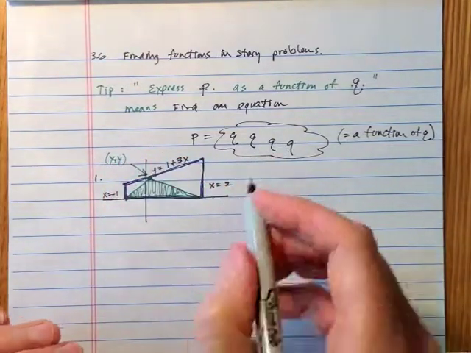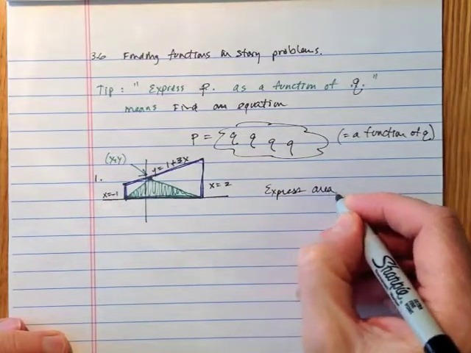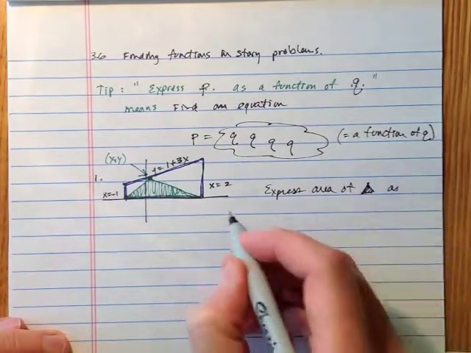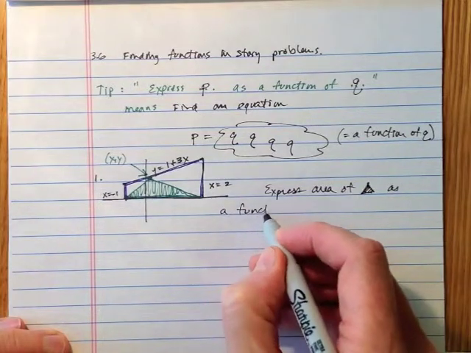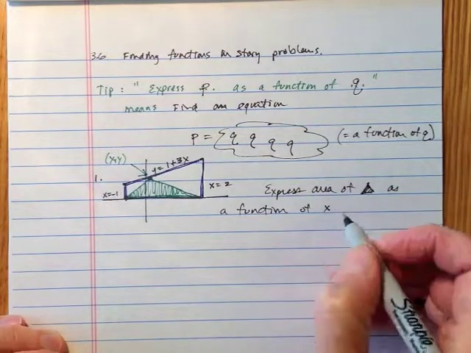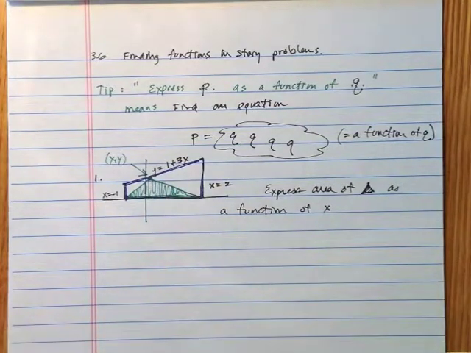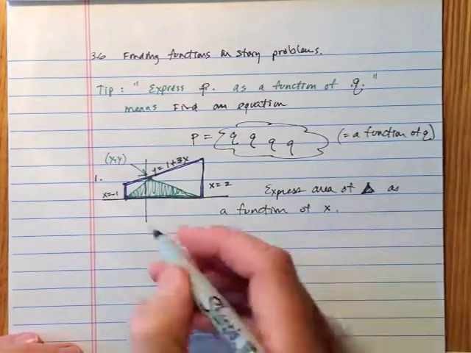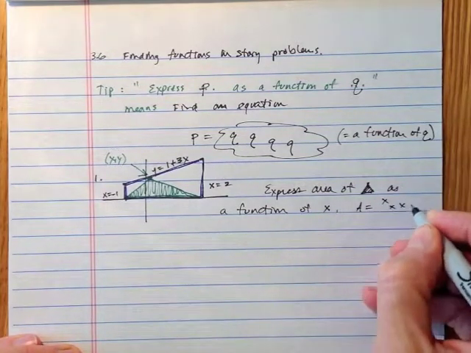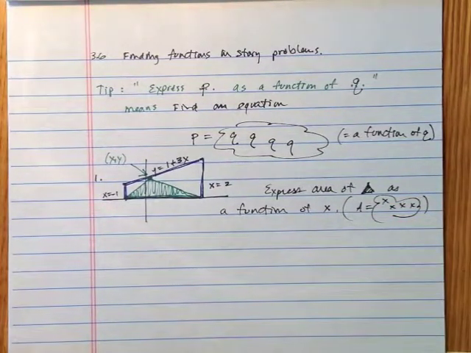And so here's the challenge. Express the area of that triangle as a function of, let's say, x, the x coordinate where the top of the triangle touches the roof of the trapezoid. Right? So what I'm looking for is some answer that looks like this: A equals something that depends on x, something depending entirely on x.